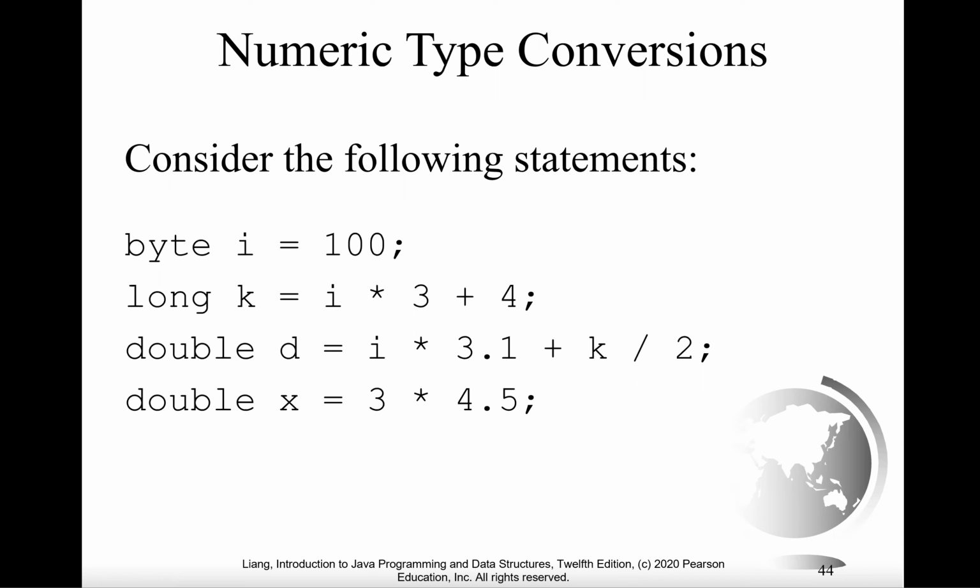Can you perform binary operations with two operands of different types? For example, 3 times 4.5. 3 is an integer. 4.5 is a floating point number. Yes. In this case, Java automatically converts the integer to a floating point number.